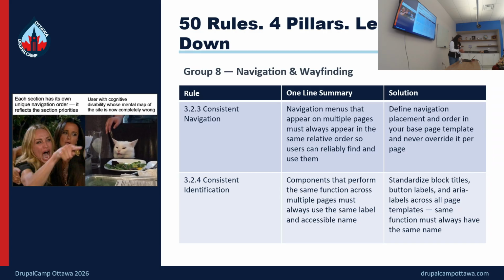Then moving on to the next one, that is 3.2.4, consistent identification. Components that perform the same function across multiple pages must always use the same label and accessible name. For example, if you have a search button at the top on the front page and the same search button is in the footer that says "find the content," that won't make any sense and it breaks the rule. For that you need to just apply the similar name, that is search button.